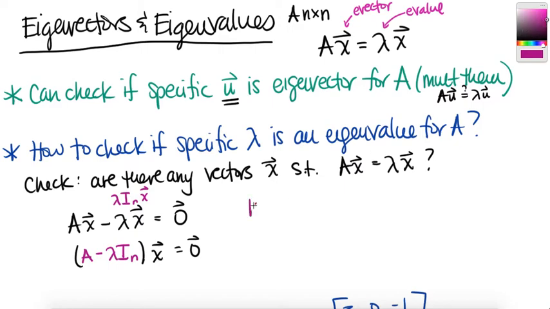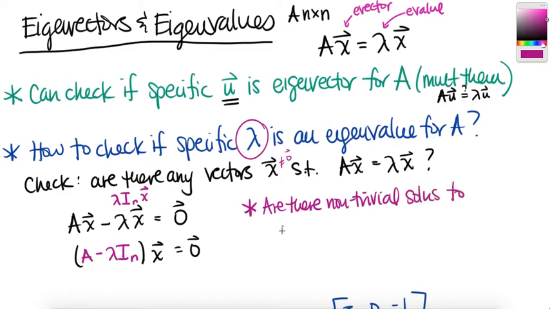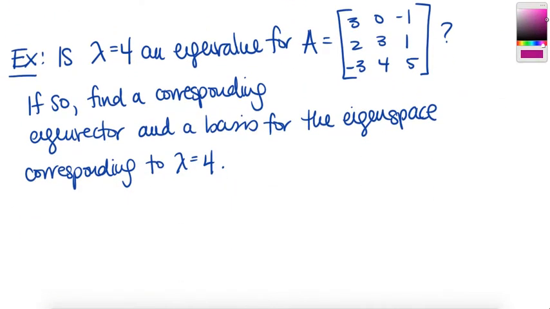So to check if a specific real number lambda is an eigenvalue, we want to know, are there any vectors x, and these vectors need to not be 0. So we want to see if there are non-trivial solutions to A minus lambda I times x equal to 0. And you can do that by row reducing.